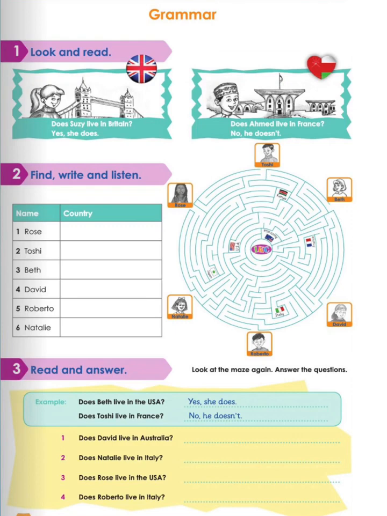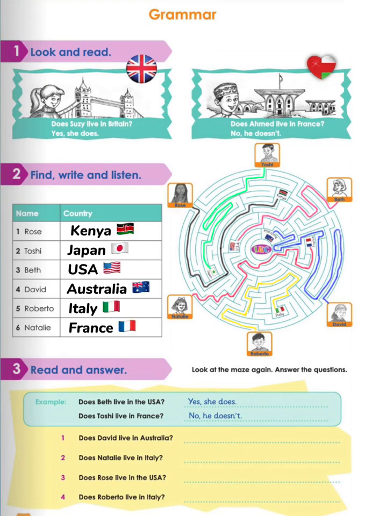Moving on to grammar. 1. Look and read. Does Susie live in Britain? Yes, she does. This is the Britain flag. Does Ahmed live in France? No, he doesn't. This is the Oman flag. 2. Find, write, and listen. Let's view the answers together in 3, 2, 1.